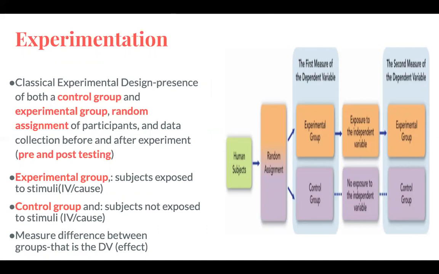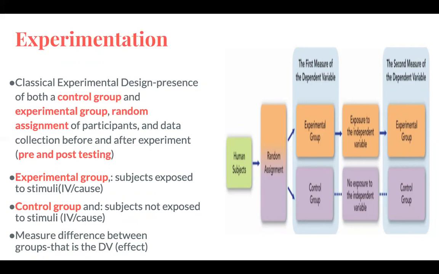So the classic experimental design, you see that in the little graphic right there, is you have a control group and an experimental group. Your experimental group is the one that's going to be exposed to the stimuli, your IV, your cause, and your control group subjects are not exposed to the stimuli. In the classic experimental design, participants are randomly assigned to either the experimental group or the control group. And data from them is collected both before and after the experiment, pre-test and post-test.